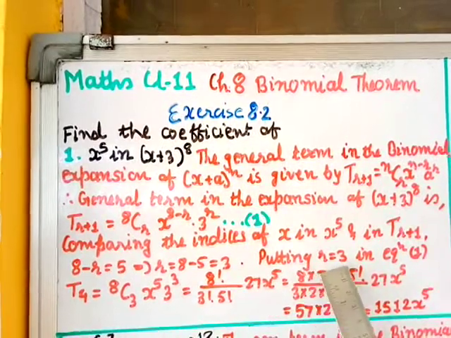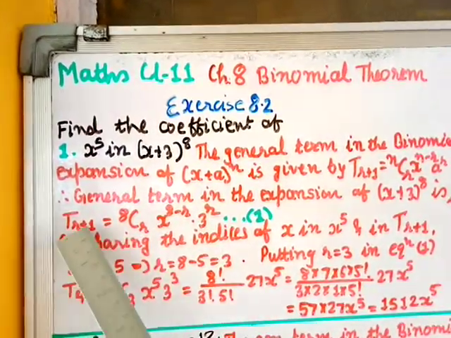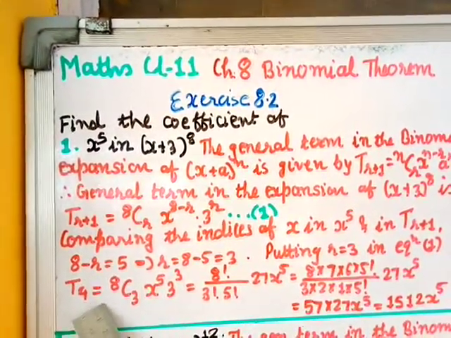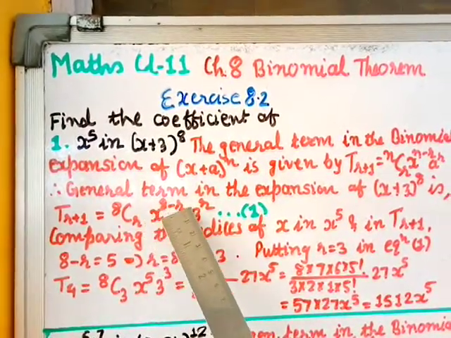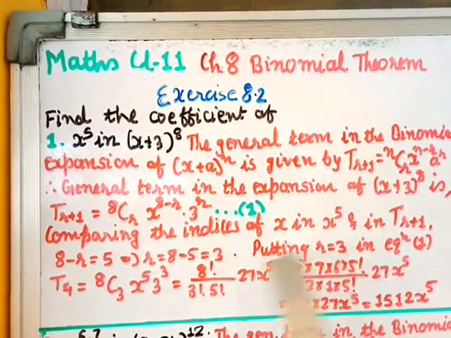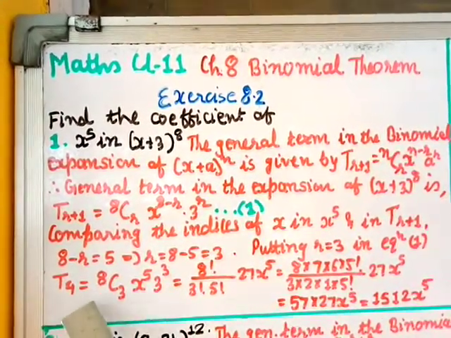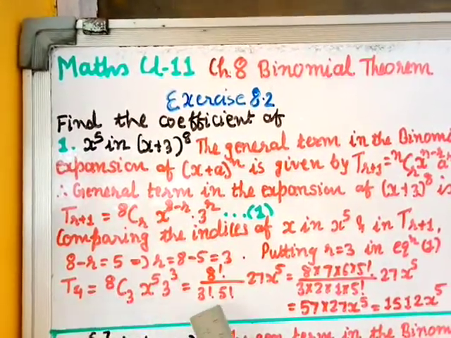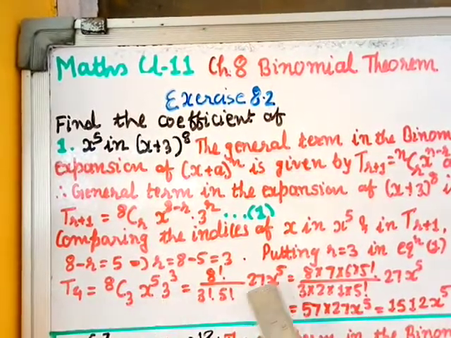Now putting r equal to 3 in equation 1, put it in these places. So T(3+1), which is T4, equal to 8Cr, so 8C3, x power 8 minus 3 gives you 5, and here 3 power r, that is 3 power 3. So equal to 8C3 into 3 cube into x power 5. Using the formula we can write this as 8 factorial divided by 3 factorial into (8 minus 3) factorial, that gives you 5 factorial. 3 cube is 27 and x power 5 as it is.